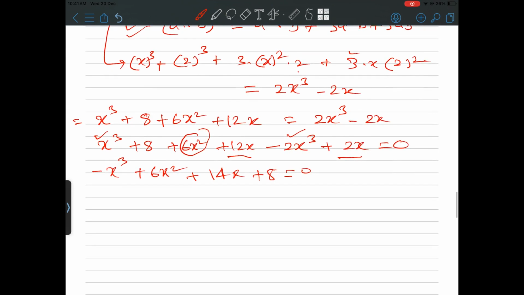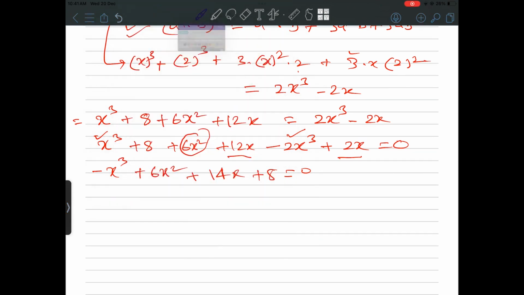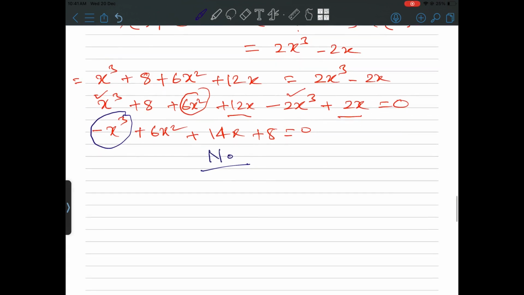So I think we can't simplify it further, right? So in this equation, what we see is that we have an x cube, right? The presence of x cube itself is saying that this equation is not a quadratic. So ultimately, what we can say is that this is not a quadratic, so the answer is no. Now let's see the eighth and the last part of this question.